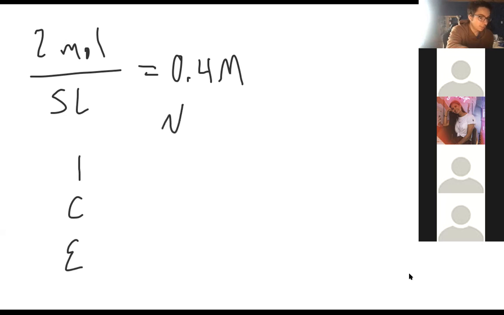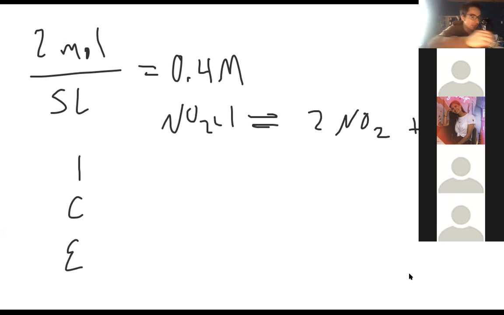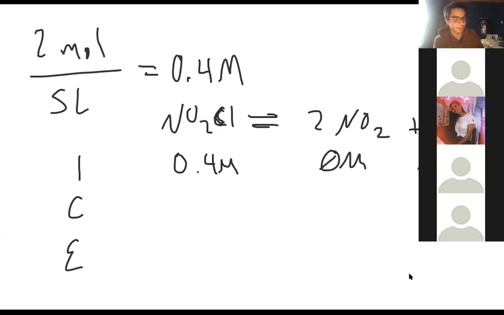So we have initial, change, and equilibrium. We have NO2Cl, NO2, and Cl2. Initially we have 0.4 molar of NO2Cl. It tells us that it's an empty 5-liter reactor vessel, and doesn't give us any concentrations for the other 2 substances, so we can assume that there is 0. And now we have change.